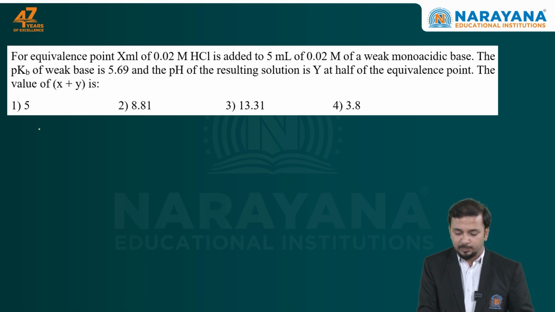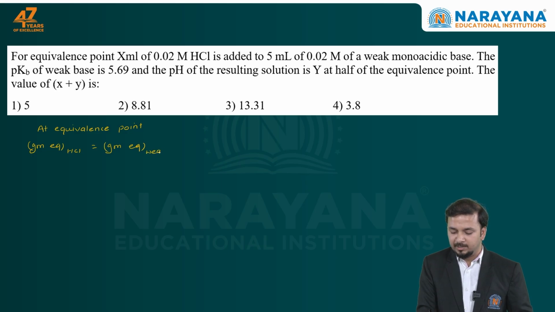They are saying equivalence point. So we know at equivalence point, gram equivalent of HCl should be equal to gram equivalent of weak base. Now we know gram equivalent will be molarity into volume into n factor. Let me write over here. Gram equivalent is equal to molarity into volume in liters into n factor.